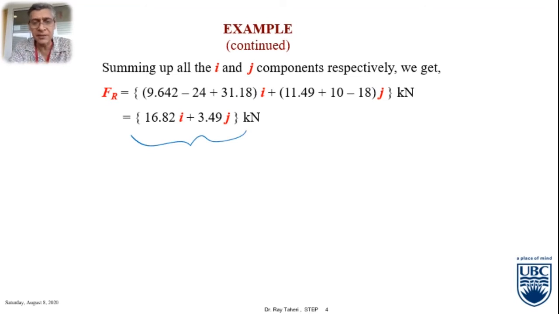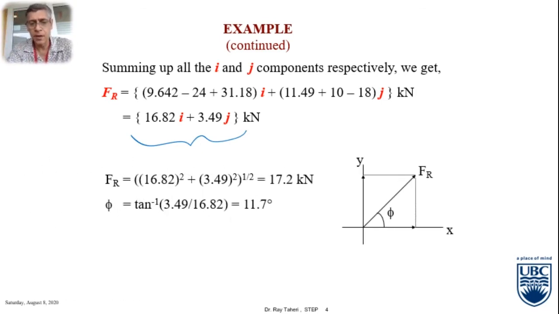Now, by looking at these two values, both x and y are positive. Where are we? In which quadrant? Obviously the first quadrant, because both of them are positive. And in order to find the angle phi, it is tangent inverse of 3.49 divided by 16.82, and the answer is 11.7. So it should be fairly simple.